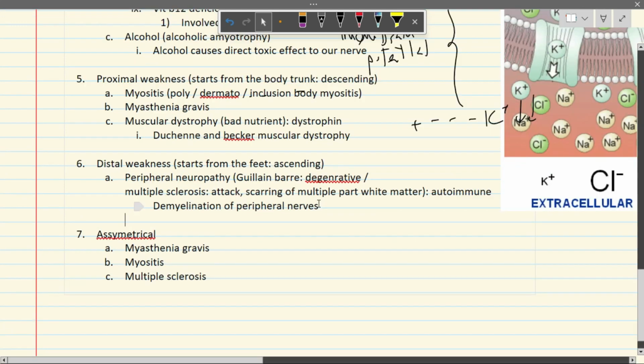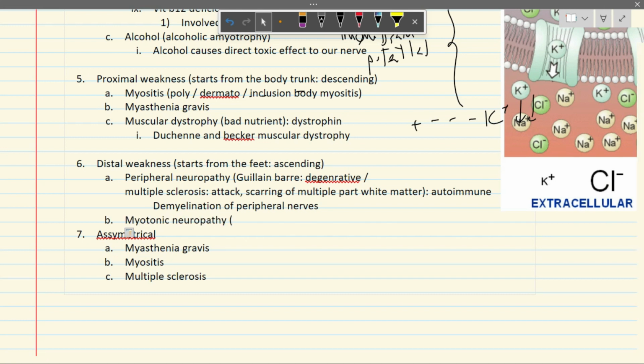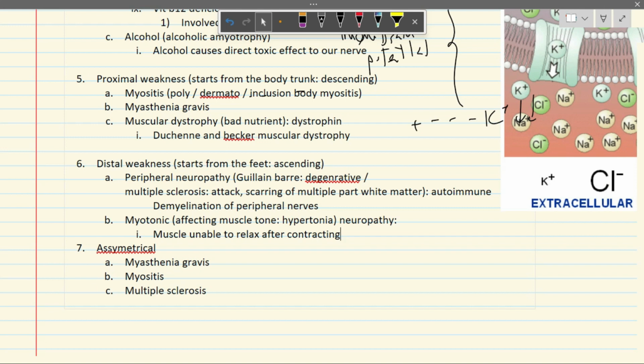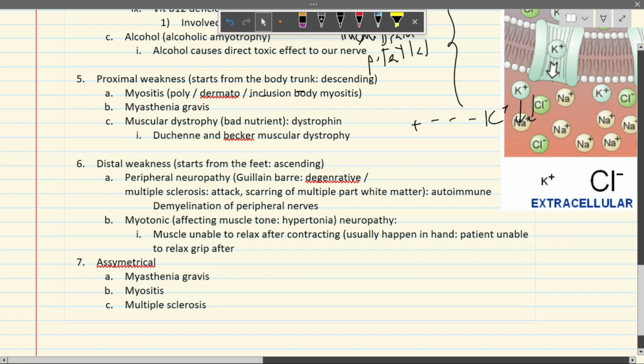There's also another thing called myotonic disorder, where myotonic basically means it's affecting the muscle tone. In this case, we're saying hypertonia. The muscle is unable to relax after contracting. This can usually happen in the hand, where the patient is unable to relax the grip afterwards.